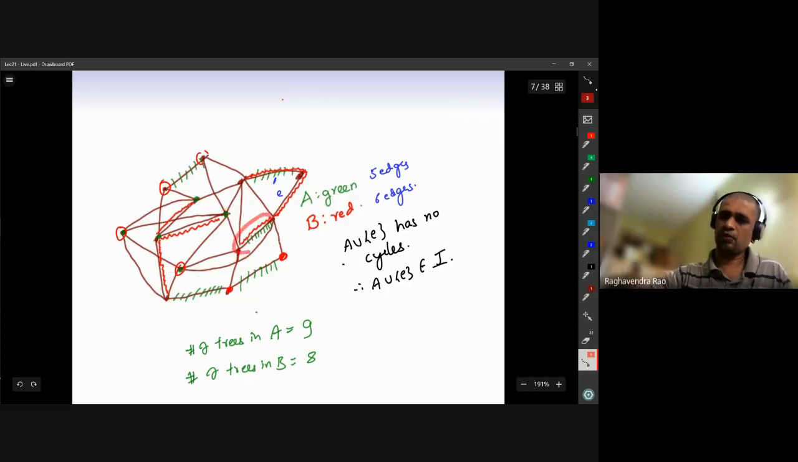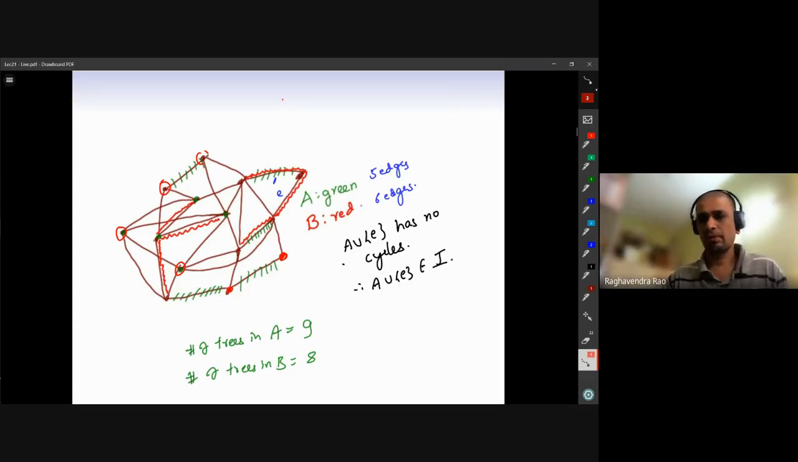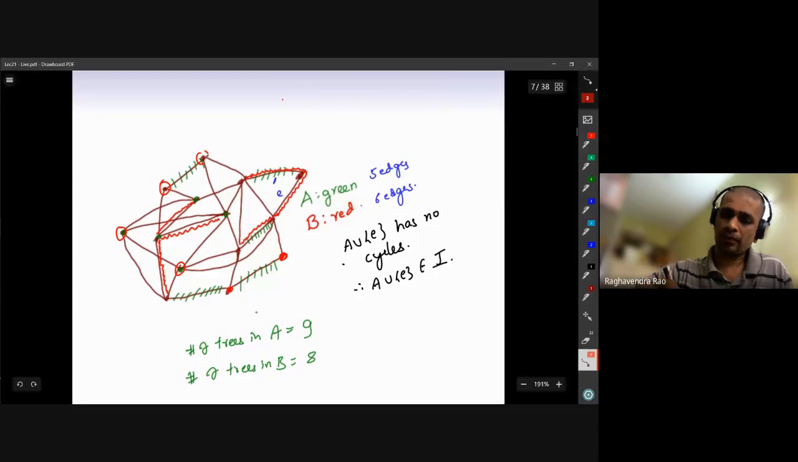So what we have is, the moment we have lesser number of trees, it has to be that between two trees there is an edge. Not any two trees, some trees. So in this case we have a lot. So this is an edge. This is a tree, this is a tree in A. This is a tree, this is a tree in A.